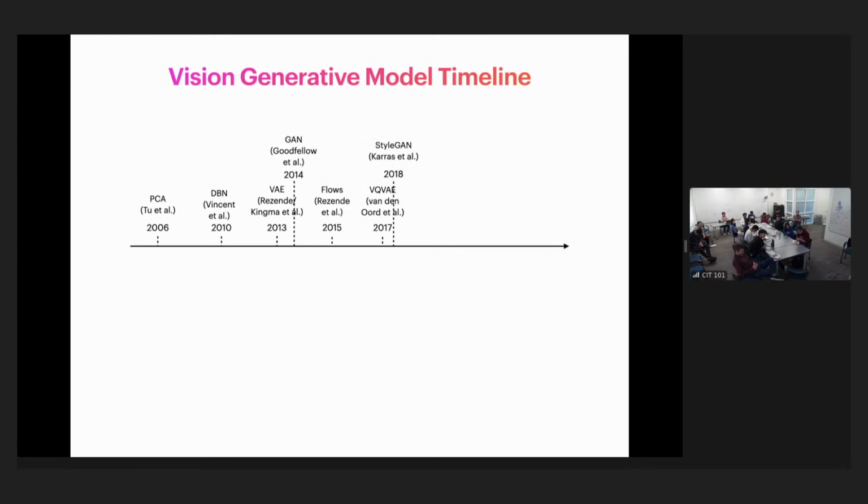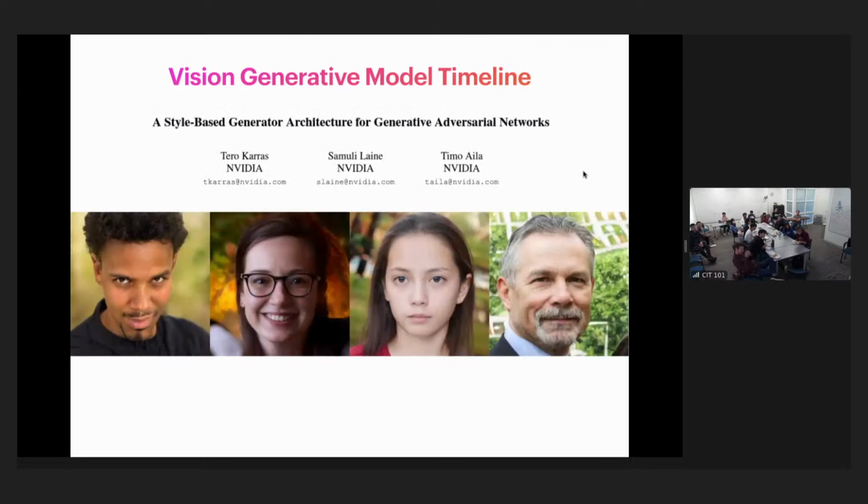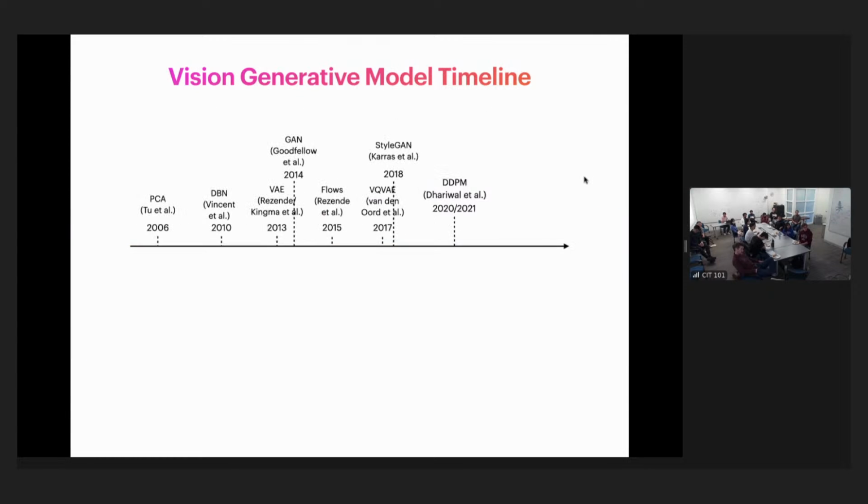And in 2018, there's the famous StyleGAN paper by NVIDIA. It was sort of the first time you could use GANs to generate photorealistic images that fool human perception. You can't tell which is the fake image and which is the real image anymore. So that was a big hit that year.